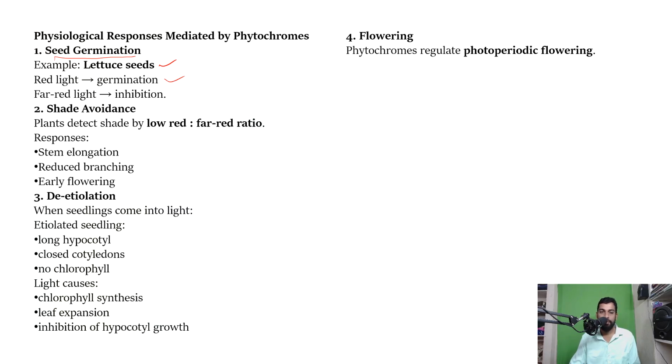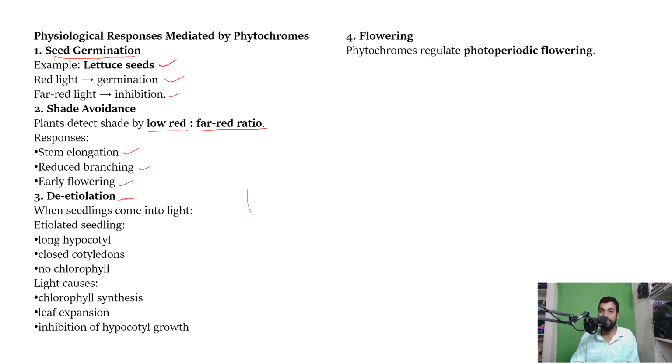Shade avoidance. That means the plant avoids shade and bends towards the sunlight. The plant detects the shade by a low red to far red ratio. Responses: it elongates the stem, it reduces branching, and it promotes early flowering. Memorize them.